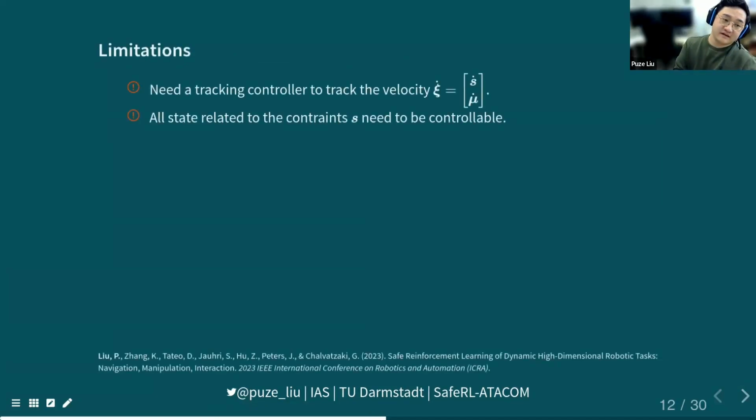But in this approach, we actually have some limitations. The first limitation is that we really need a tracking controller that can track the velocity c dot. We also assume that all of the states related to the constraints are controllable, but this is not generally the case. For example, if you have a dynamically moving object that is not your robot, you cannot really control it.